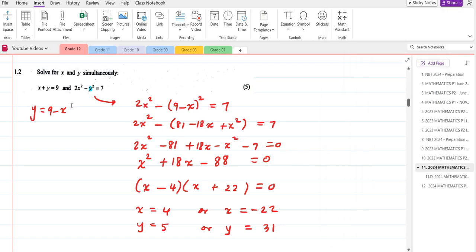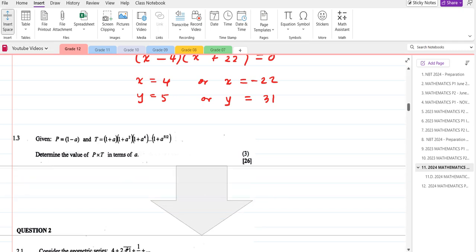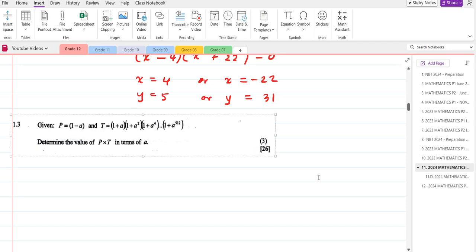Nice question. Let's look at this one. This problem here. Whoa, what do we have here now? If given P is equal to 1 minus A and T is equal to 1 plus A into all of this, determine the value of P times T. Okay, if we work out P times T, we're getting difference of two squares, because you're going to have 1 minus A into 1 plus A and the rest of the terms.